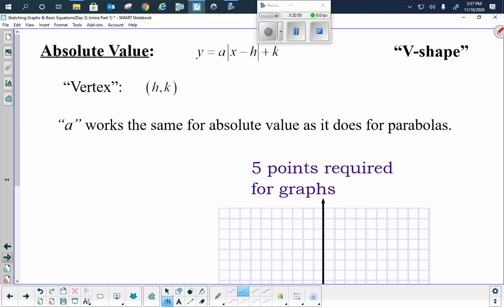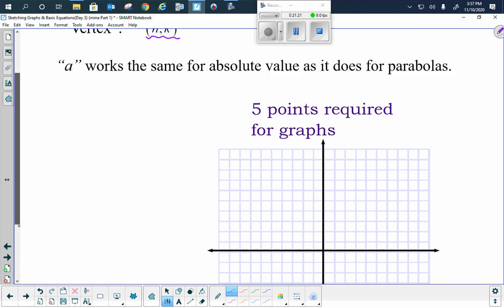Absolute value that we've been working with, V shape, right? So this is the one that will have a sharp corner. Okay, so there's your equation that we want to have in general: y equals a, absolute value of x minus h, plus k. The vertex, or the sharp point, again, would be at the (h, k). A works the same for absolute values as it does for parabolas, as far as what it does for the graph. Five points are going to be required for the graph for me.